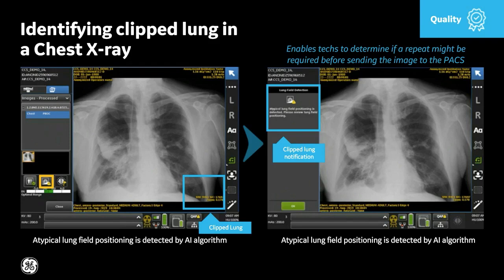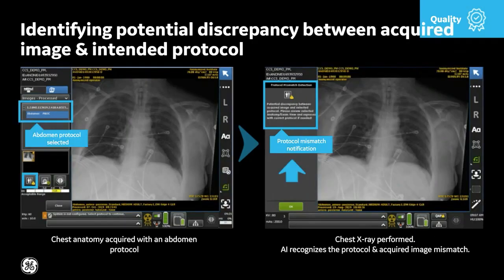Let's look at one more quality feature. Protocol mismatch. On the left, you would notice that the technologist has selected an abdomen protocol, but she ends up doing a chest X-ray protocol, so the AI algorithm is trained to alert at the point of care before the technologist leaves the site or the patient leaves the site, right? So we've seen 3 examples of how artificial intelligence is poised to help with efficiency and quality.